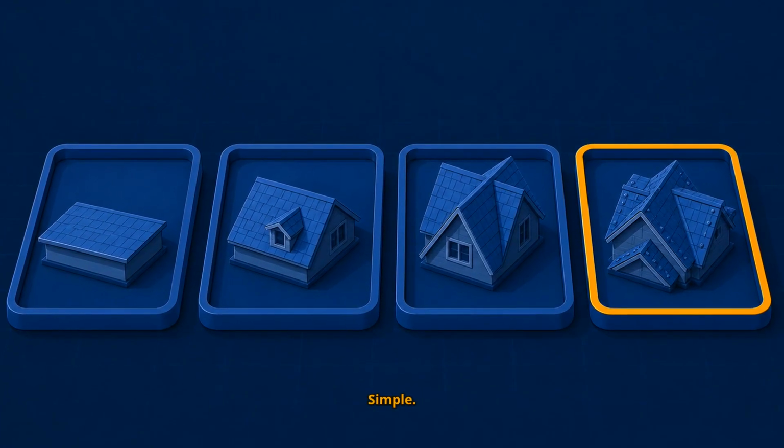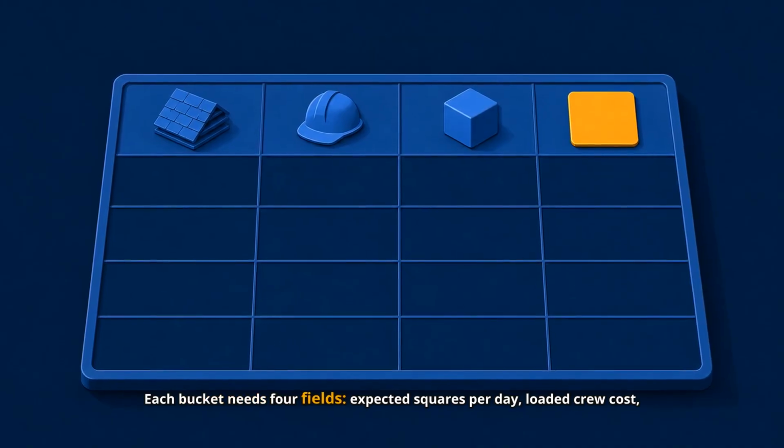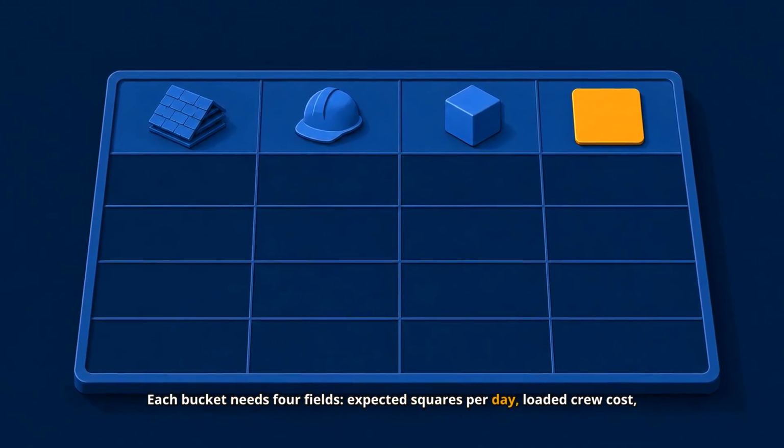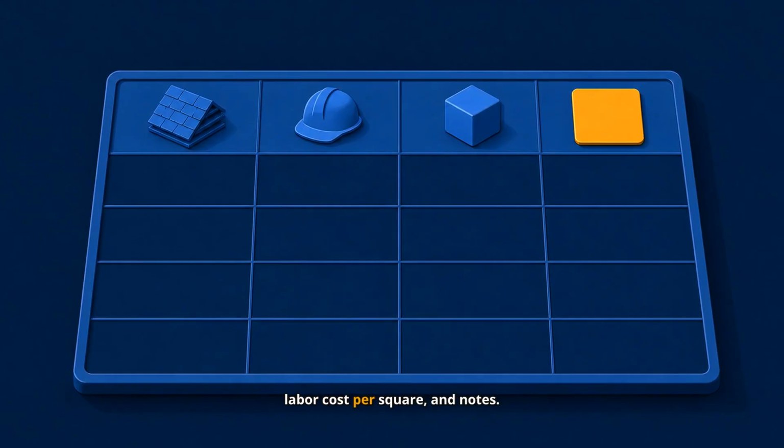Use 4 buckets if your market needs them. Simple, moderate, steep or complex. Resilience or high wind scope. Resilience means stronger work for storm performance. 4 buckets beat 1 average every day. Each bucket needs 4 fields: expected squares per day, loaded crew cost, labor cost per square, and notes. Notes are where valleys, access, deck risk, and weather live.